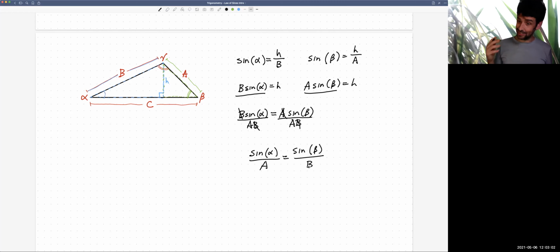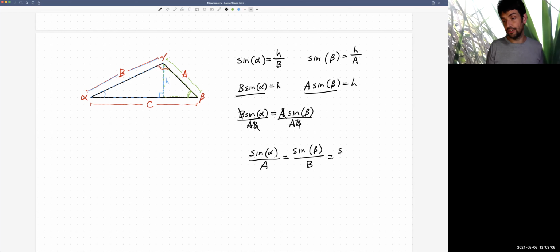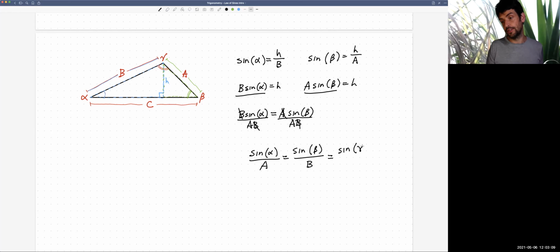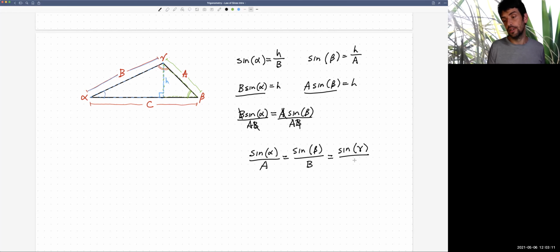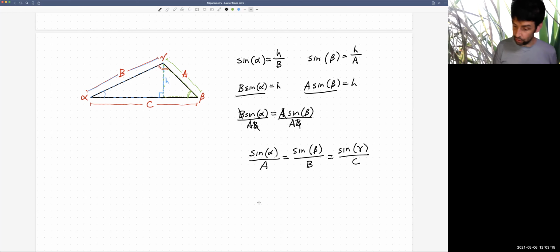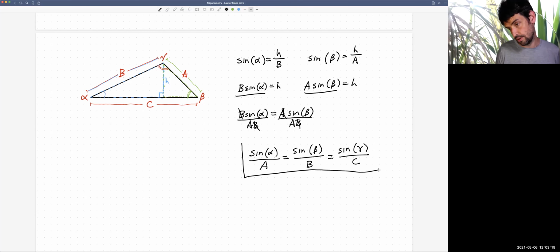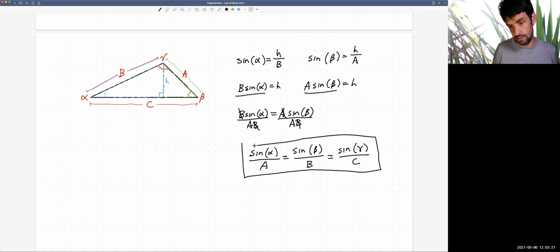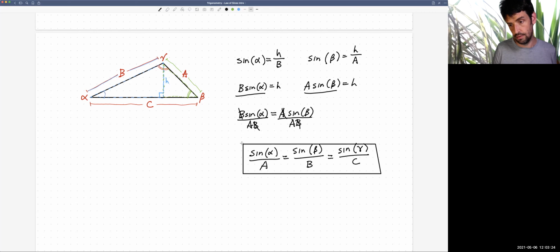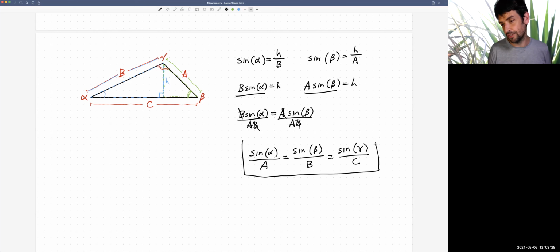I'll leave it as an exercise for you, but you can do a very similar thing to find out that we can also add sine of angle gamma over C. Okay, this is our law of sines.